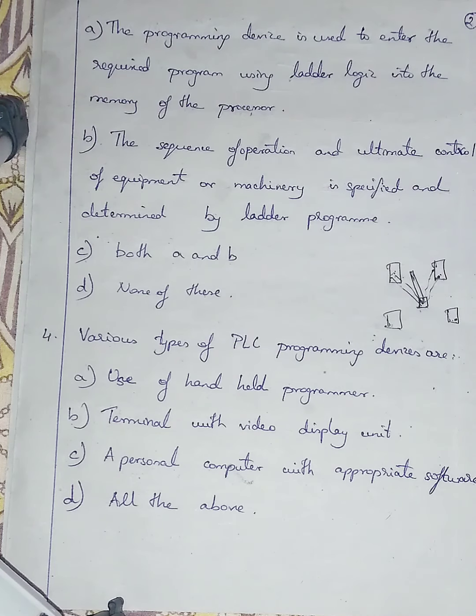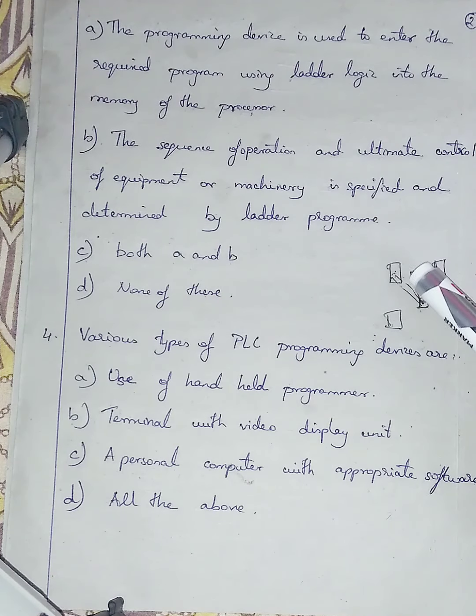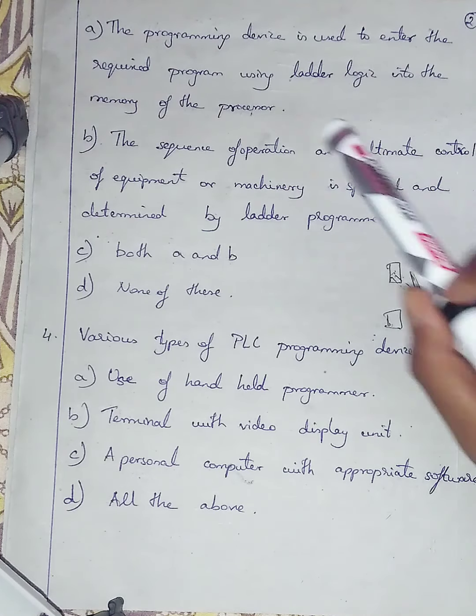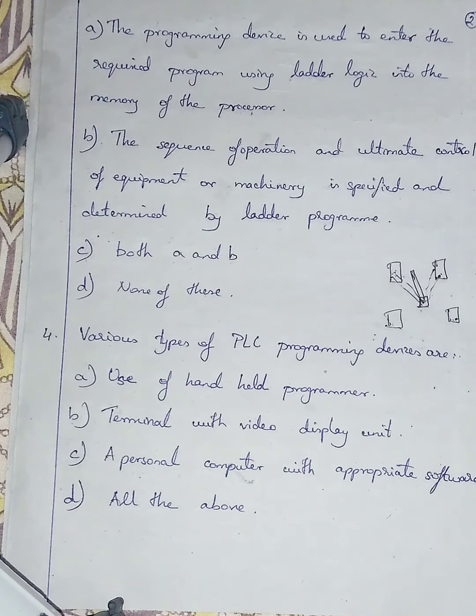The programming device is used to enter the required program using ladder logic into the memory of the processor. The sequence of the operation and ultimate control of the equipment or machinery is specified and determined by the ladder program. So I'm going with option number C, both A and B.